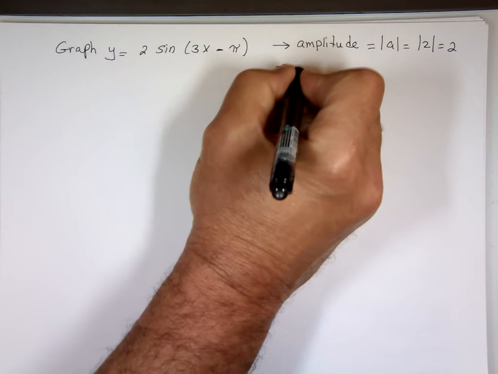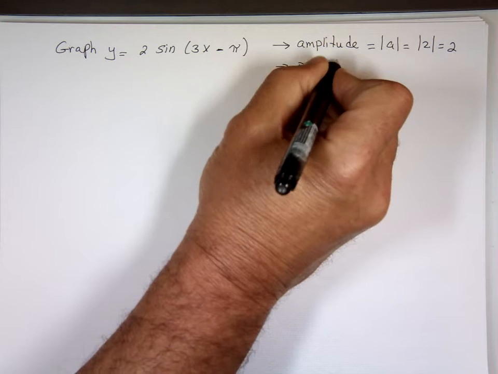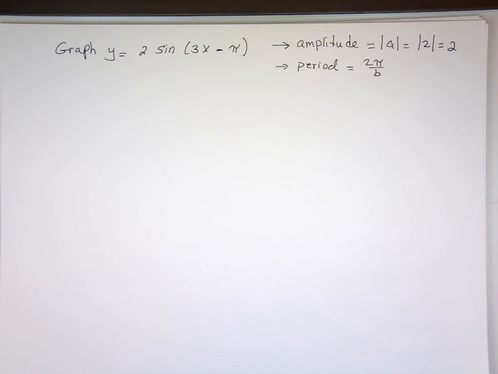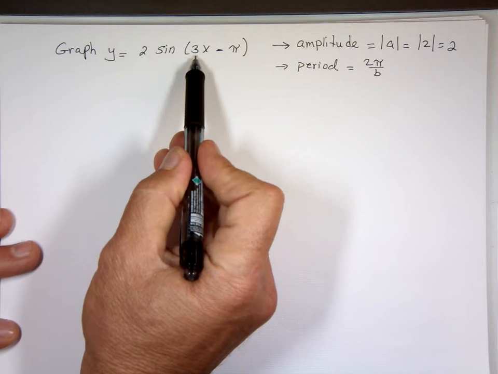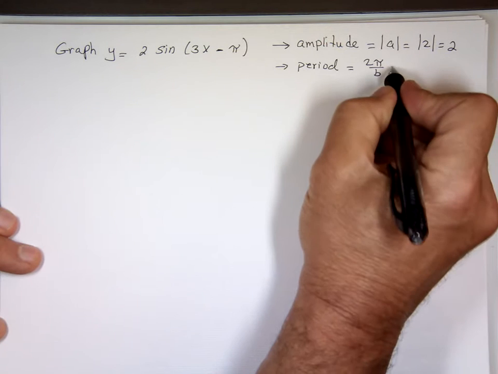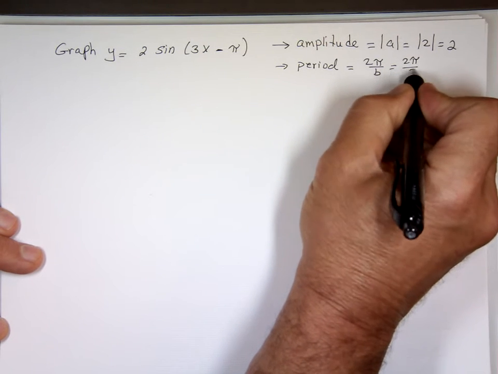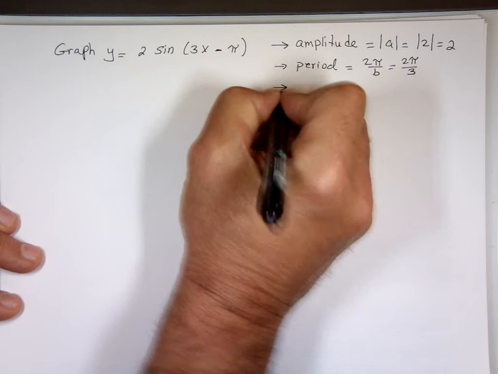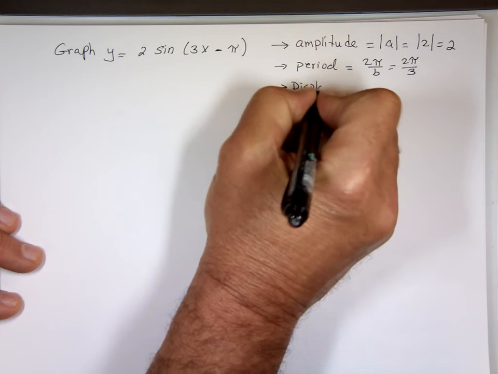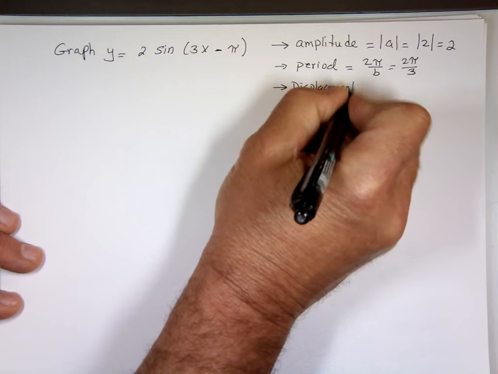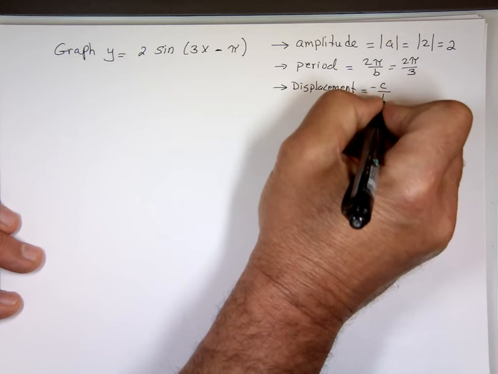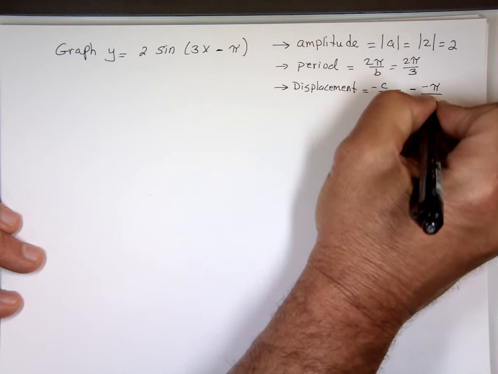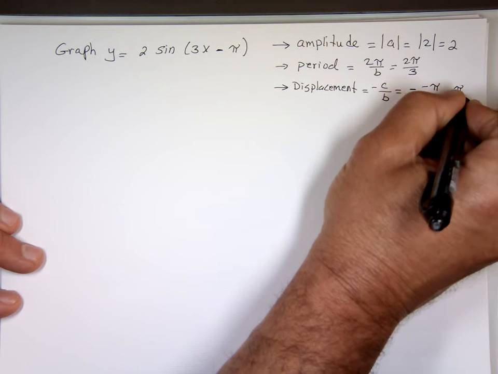My period is 2 pi over B. Do we know what B is? B is that number, the number in front of X. That would be what? 2 pi over 3. The shift, displacement, negative C over B. C is what? Negative pi. And B is 3. That's pi over 3, positive.